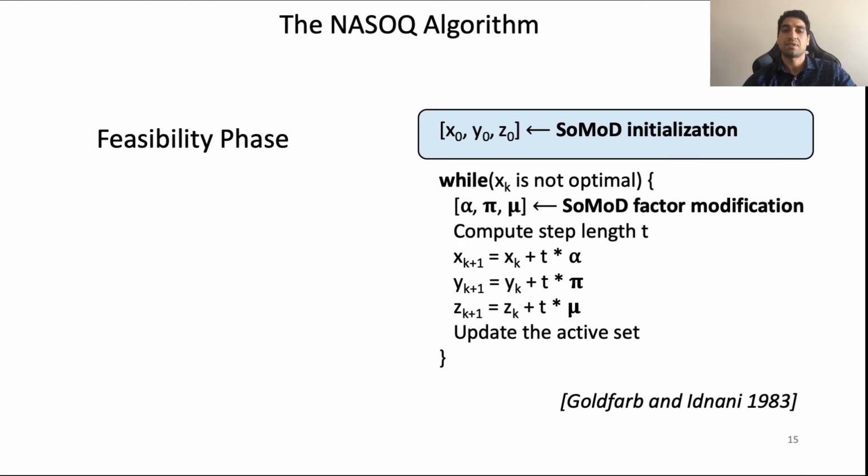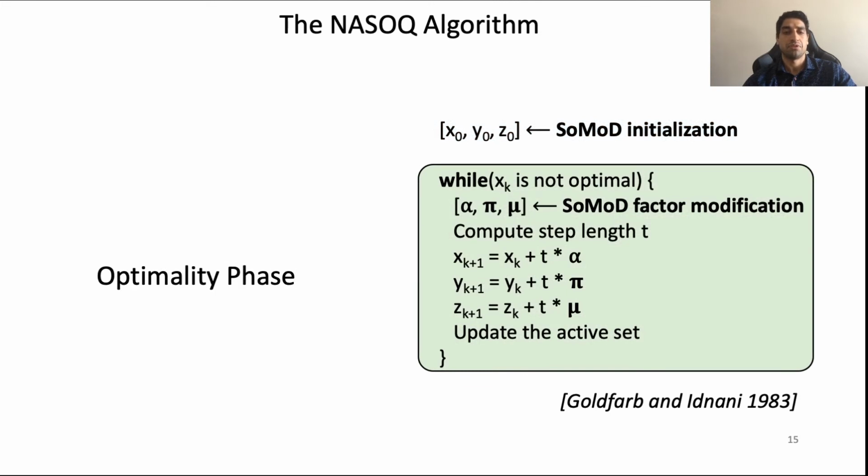NASOQ is based on an active set algorithm called the Goldfarb-Idnani method. As shown here, similar to other active set methods, the algorithm first finds an initial guess in the feasibility phase. The feasibility phase ensures the initial guess is feasible, which for the Goldfarb-Idnani algorithm means all dual variables should be non-negative. As you can see, the SOMOD initialization phase is used to determine the initial guess for dual and primal variables. Then the algorithm in the optimality phase iteratively improves the current solution by solving KKT systems while preserving the feasibility condition. NASOQ uses the SOMOD factor modification to update the current solution.